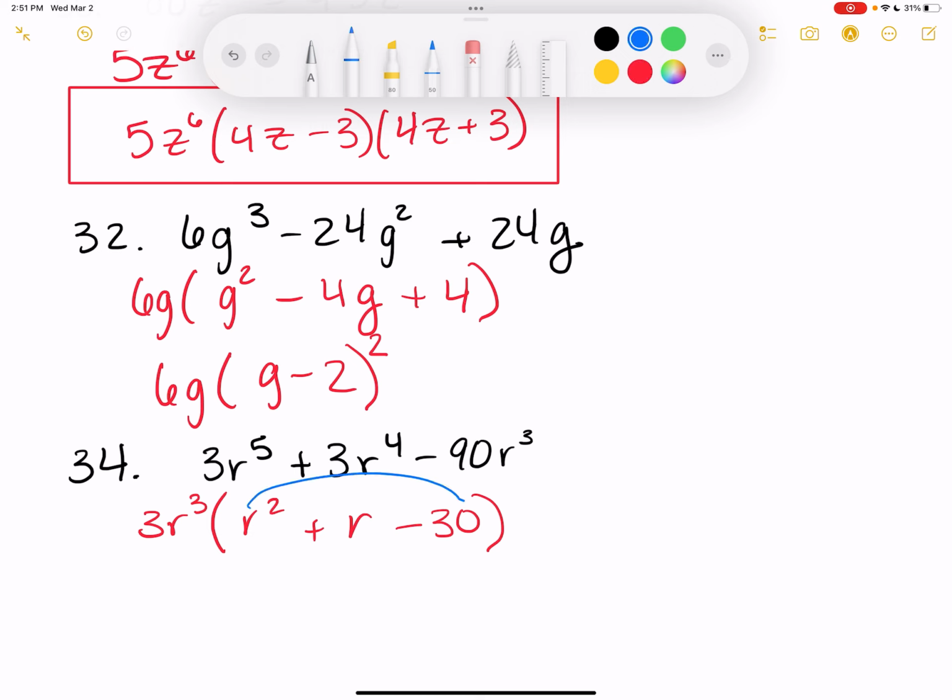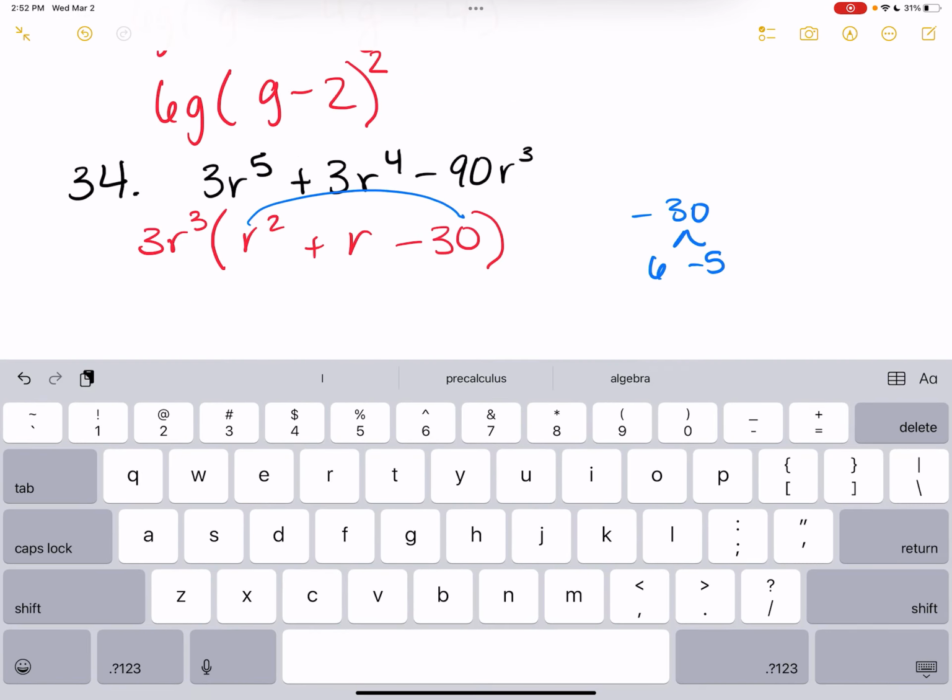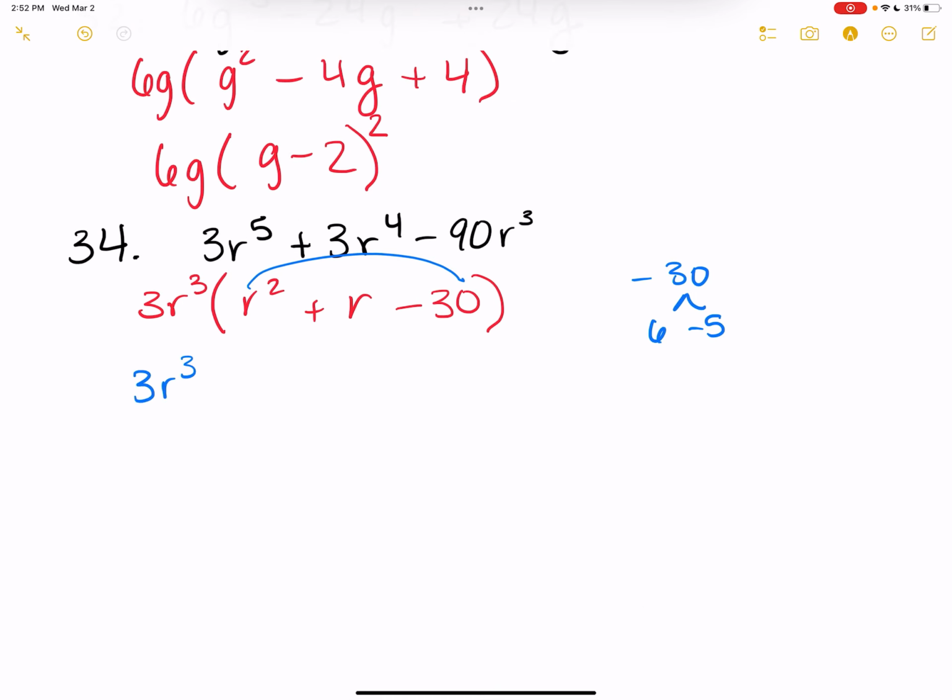I need to do the arch method. Do not forget this. This is what is on your test. So, negative 30. I need factors of negative 30 that add up to give me 1. 6 and 5. 5 needs to be negative. So this factors into 3r cubed stays there, times r squared plus 6r minus 5r minus 30.